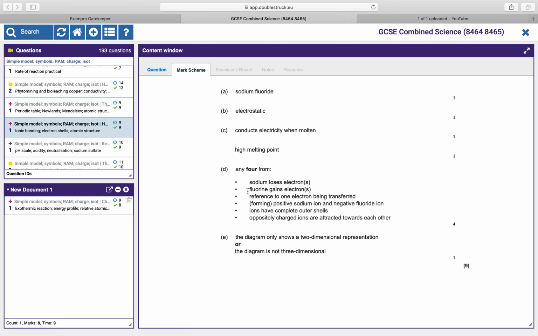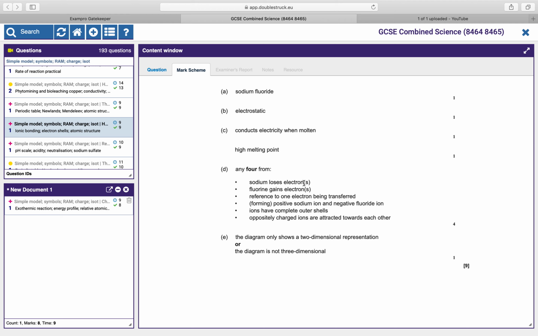Okay, so let's have a look. So yeah, sodium loses an electron, fluorine gains an electron, a reference to one electron being transferred, and a positive sodium ion and a negative fluoride ion. So already by that time I've got 4 of those marks. I didn't even need to say oppositely charged ions are attracted towards each other, or the ions have complete outer shells. I didn't even need to say those because I had said it so comprehensively.